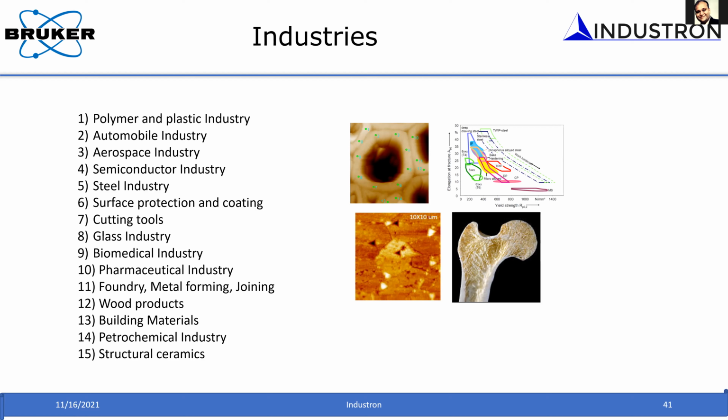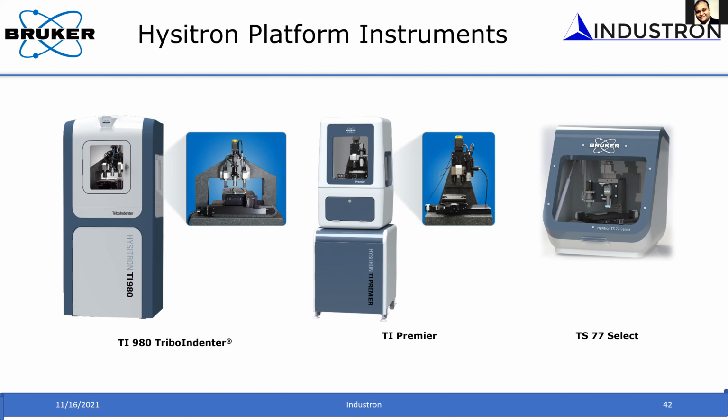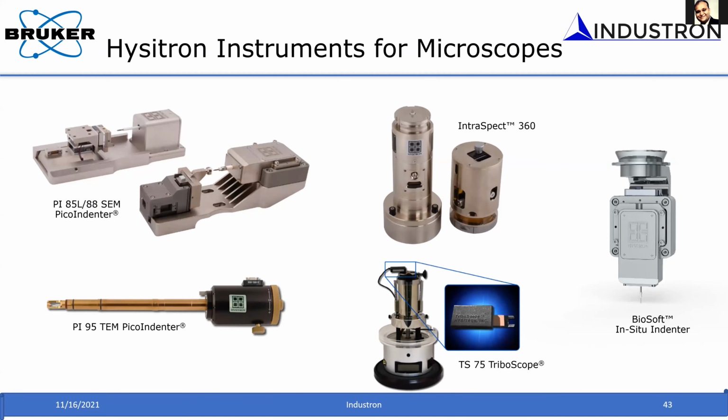Okay, so with that, I'm going to give you 2 more slides. These are all the platform systems that are available from Bruker. And this technology can also be extended into a microscope platform. For example, if you have a scanning electron microscope or a transmission electron microscope, all this mechanical measurement that I mentioned here can be done inside those microscopes, and you can do a direct correlation by observing directly what is happening.